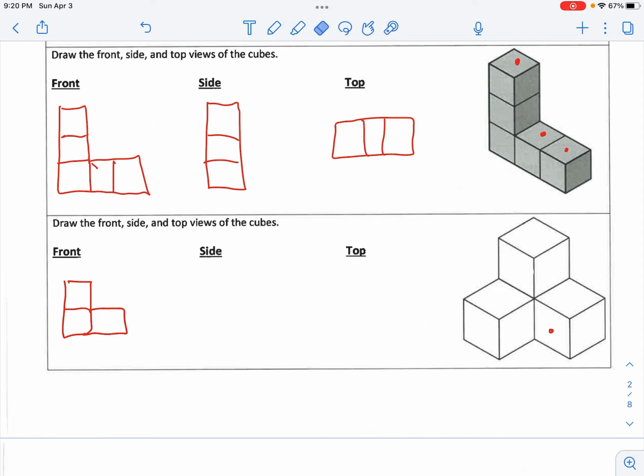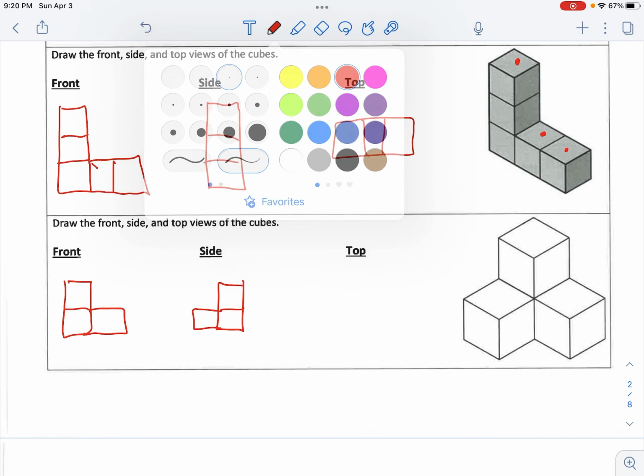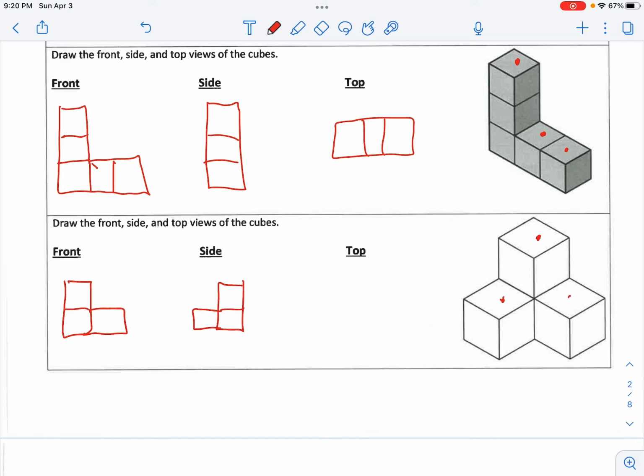If we are looking from the side, we would see this square, and this square. So it would be the same thing, except it's going to go the other way. So I would have 2 here and 1 there. Okay. And then last, if we're looking from the top, we would see this one, and this one. And that would look like that.